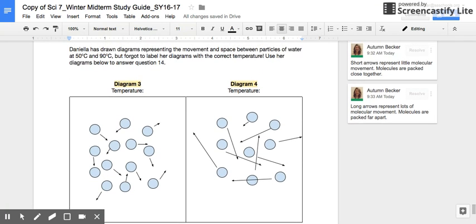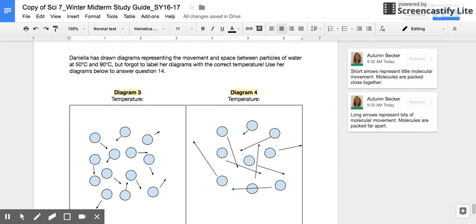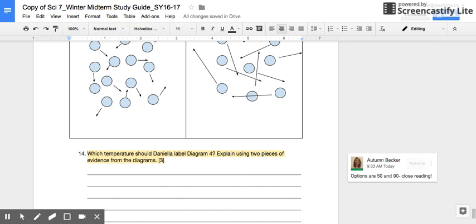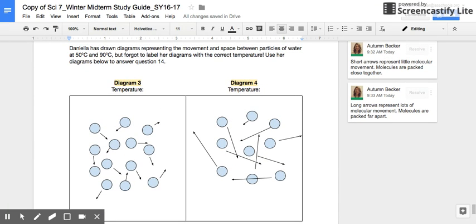Okay, so you have two models being given. You have diagram 3 and diagram 4, and you need to decide based off the question given. It says, which temperatures should Daniela label as diagram 4 using two pieces of evidence from the diagrams? So you're looking at diagram 4 here, and it's saying, should you label it as temperature 50 or temperature 90?